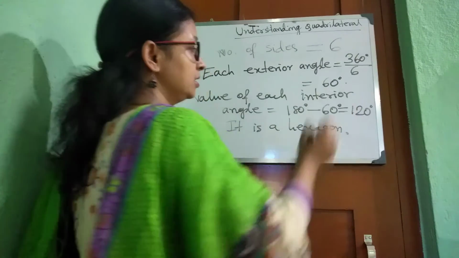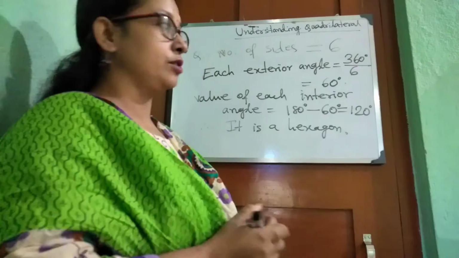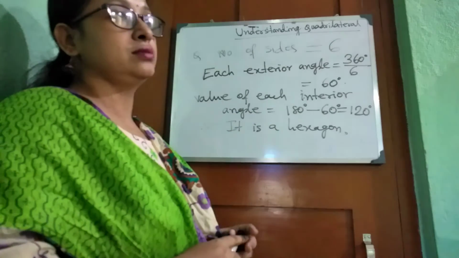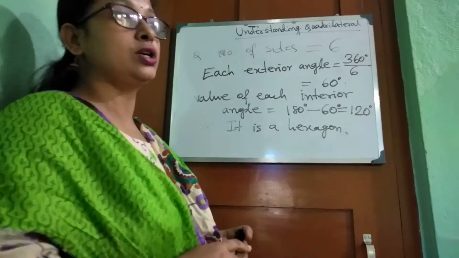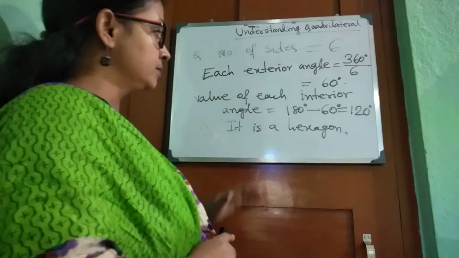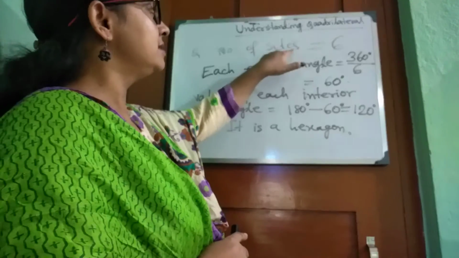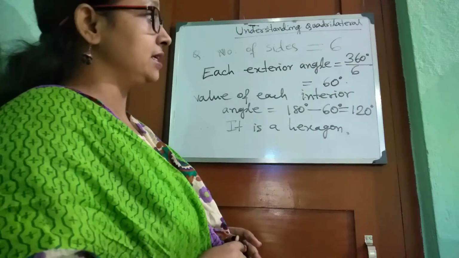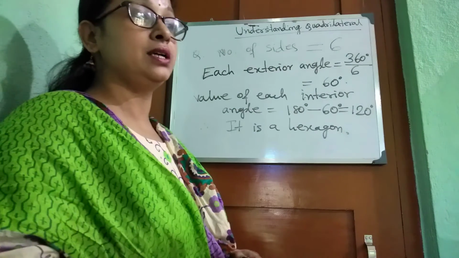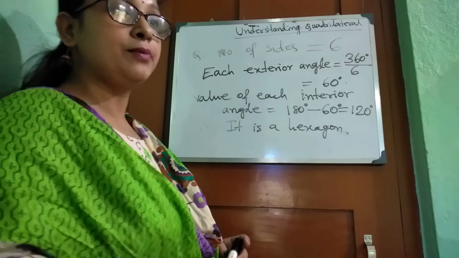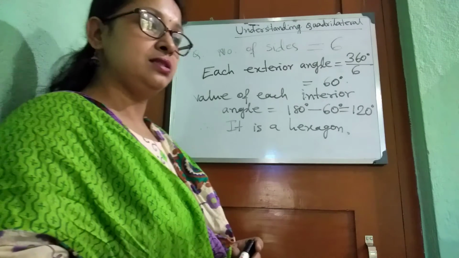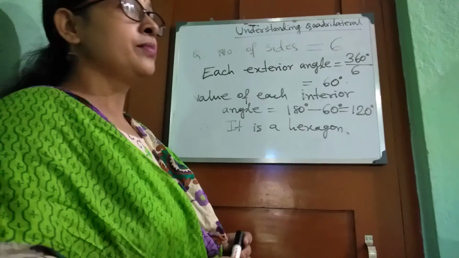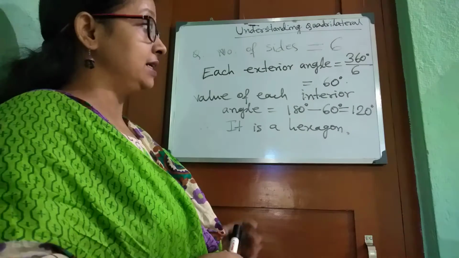And obviously, these formulas that I told are applicable only in a regular polygon. When you find the value of each exterior angle, each interior angle or the number of sides, these formulas are applicable in a regular polygon, because in a regular polygon the values of all angles are equal and all sides are equal. That time it is possible.